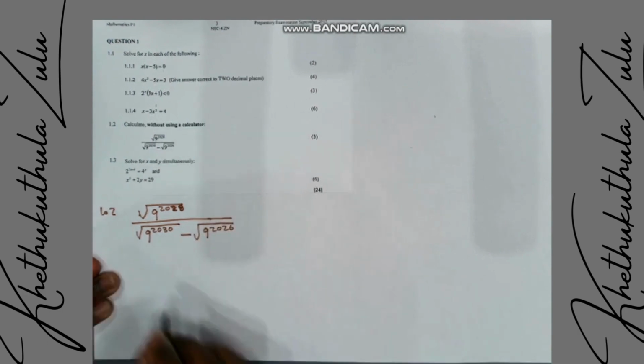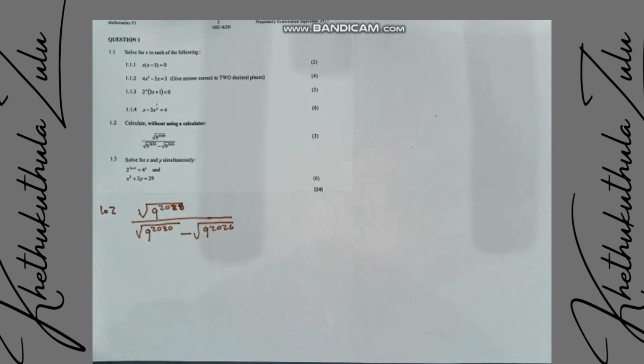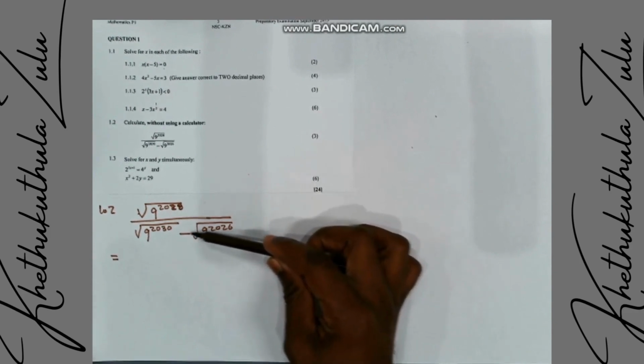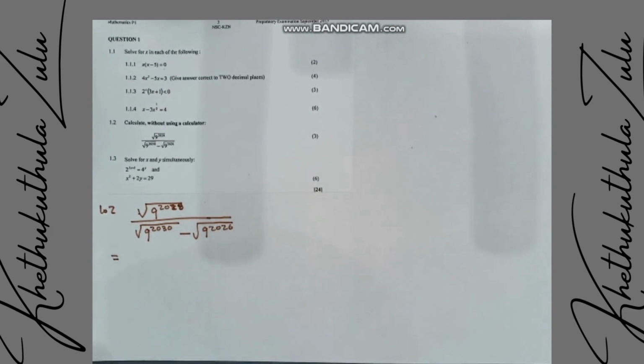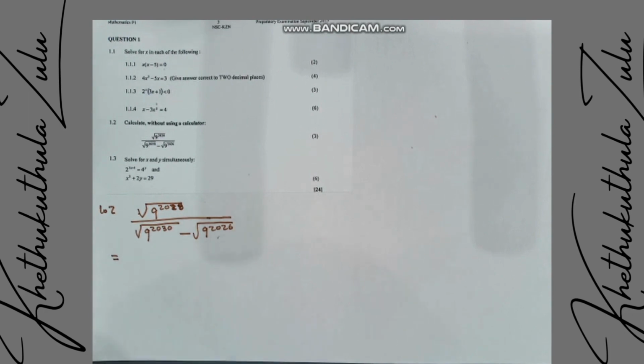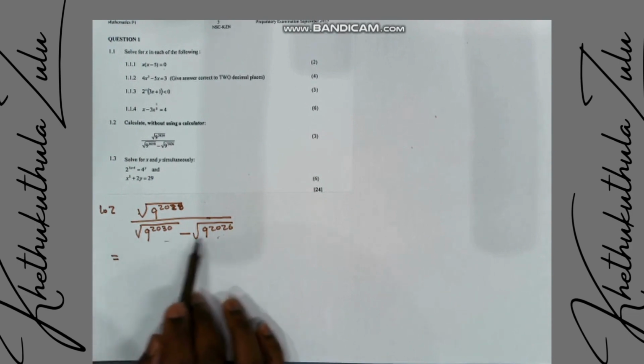Here we have the square root of 9 raised to 2028, over 9 to the 2030 minus 9 to the 2026, then square root. Here there's nothing you can do in the numerator, but there's something that you can do in the denominator. If you see this and this, you can try to at least take a common factor on these two things.